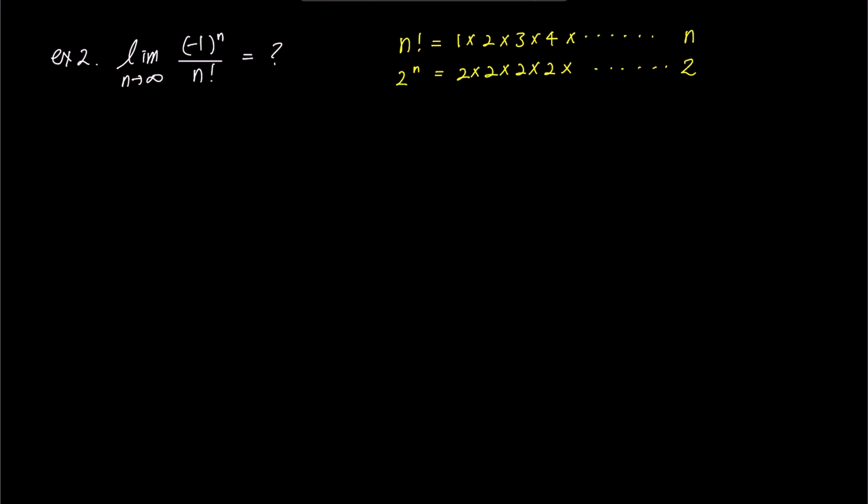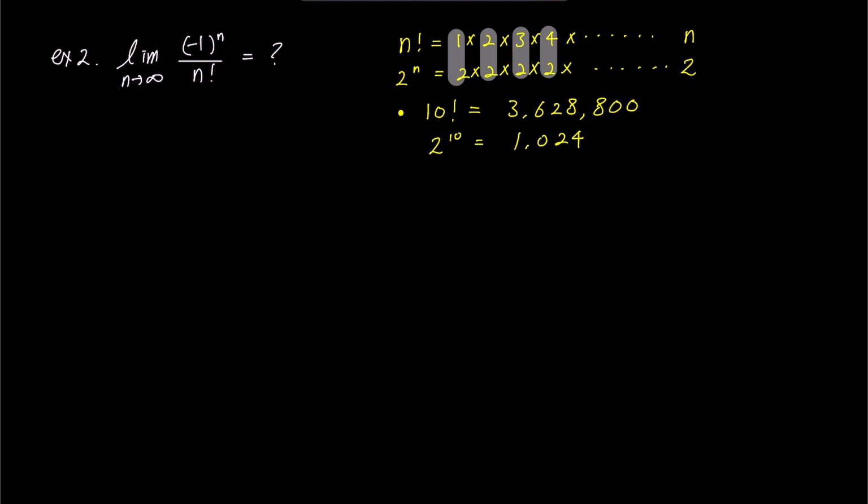When you compare these two operations, we notice that 2 to the power of n involves repeatedly multiplying by 2, while n factorial involves multiplying by increasingly larger numbers. A simple comparison, such as calculating 10 factorial, results in a value well over 3 million, while 2 to the power of 10 is just 1024. Therefore, as n approaches infinity, n factorial will be greater than 2 to the power of n, and the reciprocal of this means that 1 over n factorial is less than 1 over 2 to the power of n.